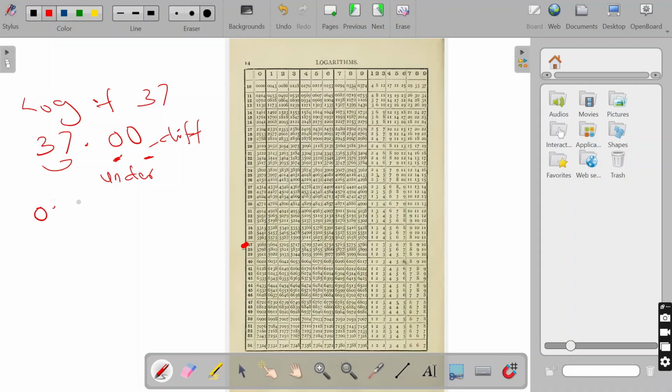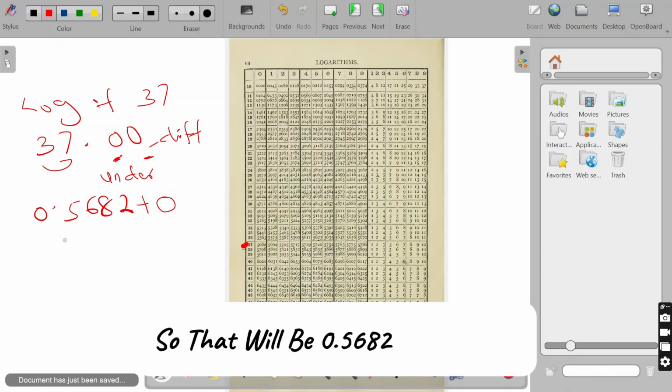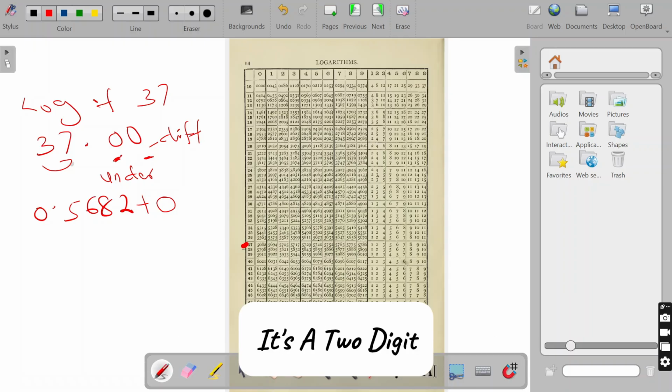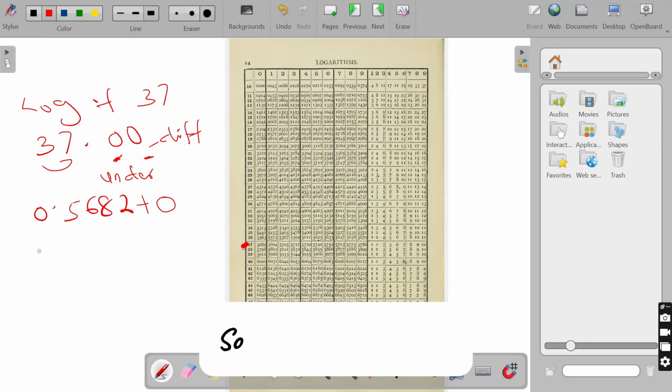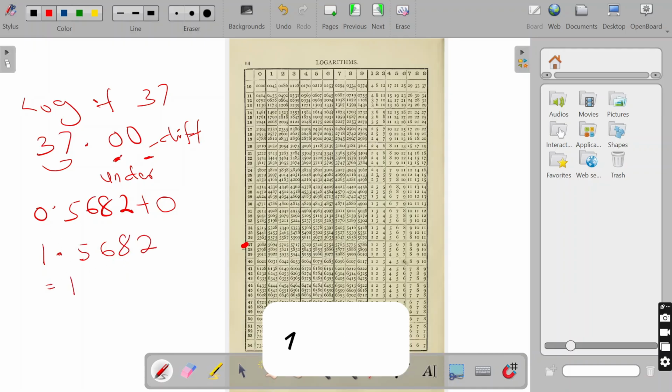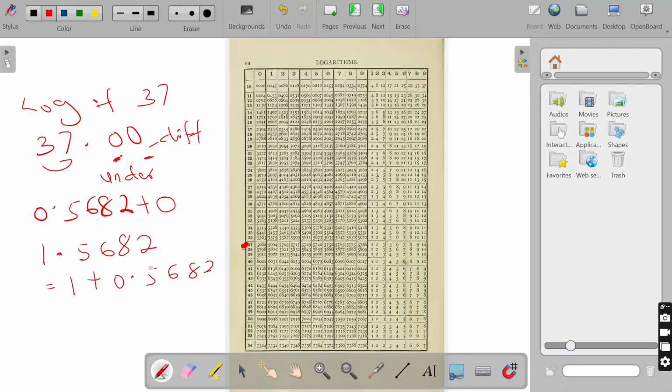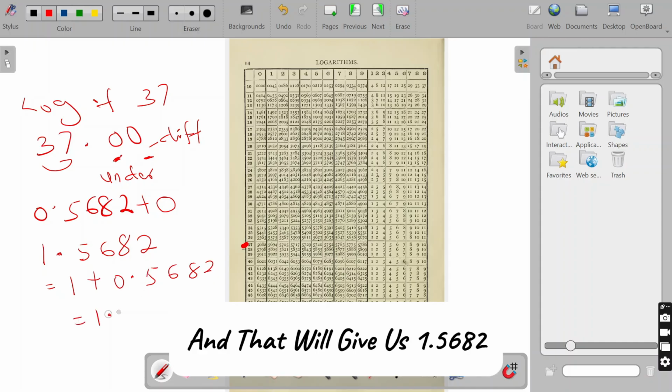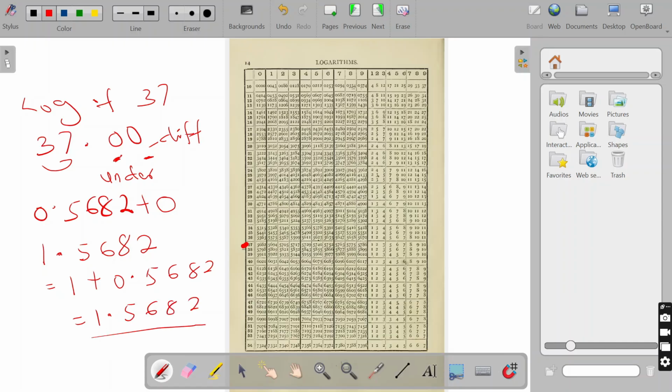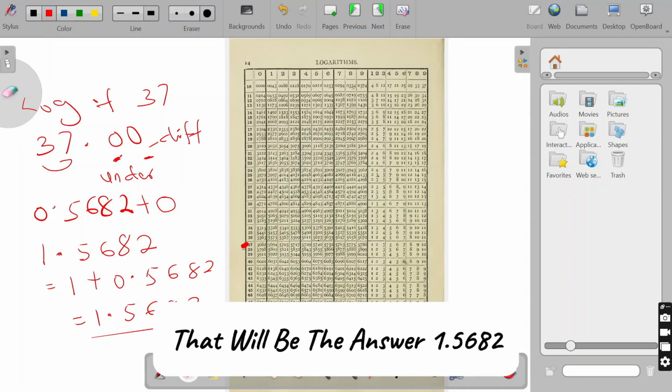Then plus the difference, which starts from 1. There's no record of difference, so that will be 0.5682. But because this is 37, it has 2 digits before the decimal point, you remove 1. So that will be 1.5682. Or we can say 1 plus 0.5682, and that will give us 1.5682, and that will be the answer.